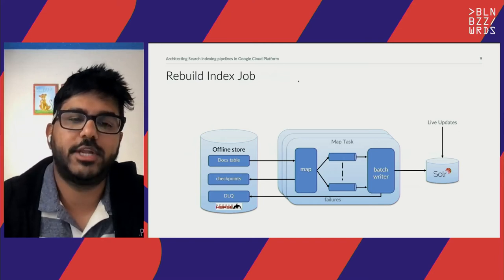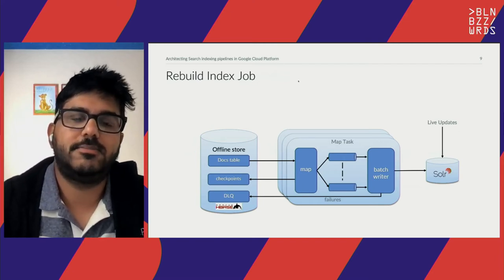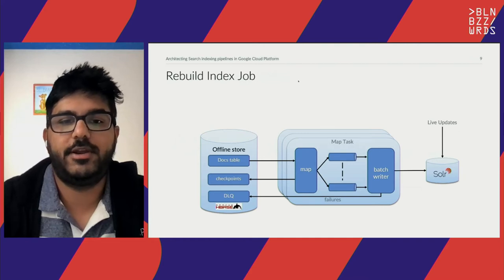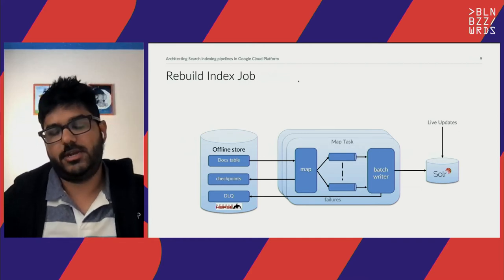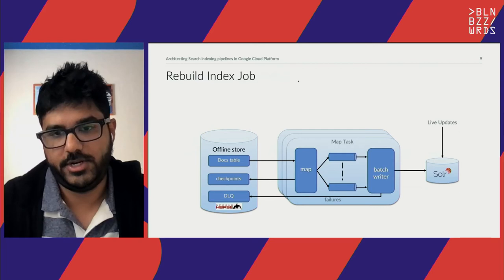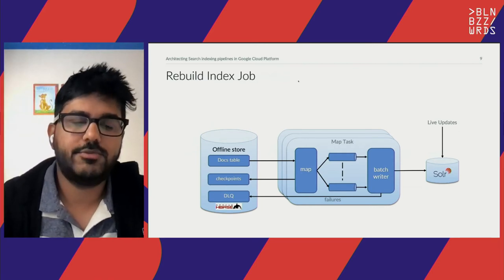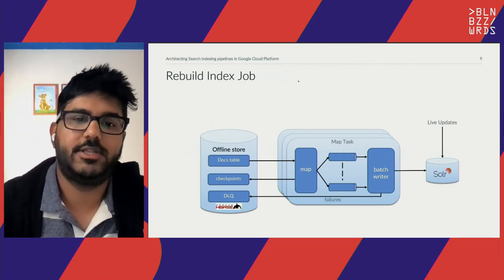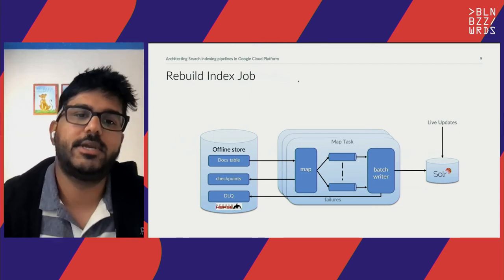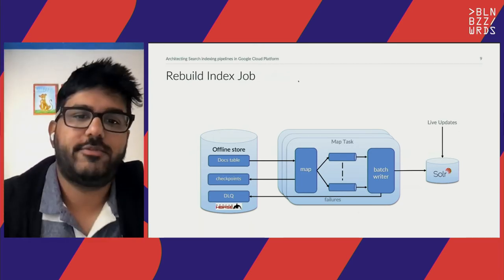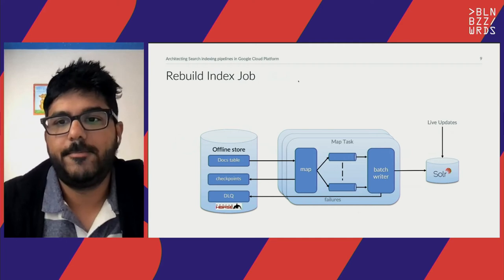The job itself is pretty long running, so each map task keeps a checkpoint every n rows, and this ensures that if a map task were to fail, or if the entire job were to fail, we can resume from the last saved checkpoint, thereby preventing us from starting from scratch on a very expensive job.